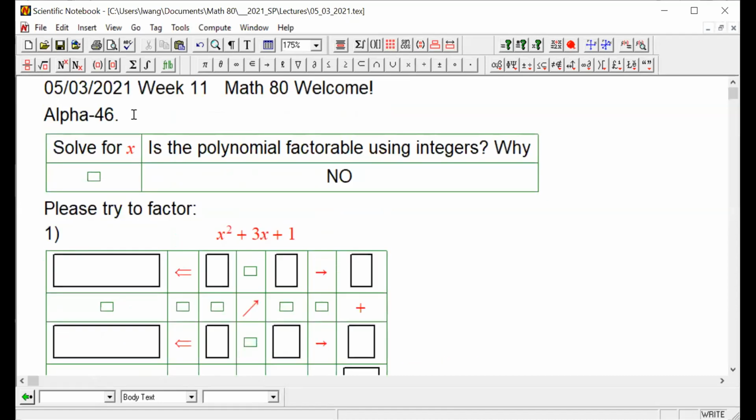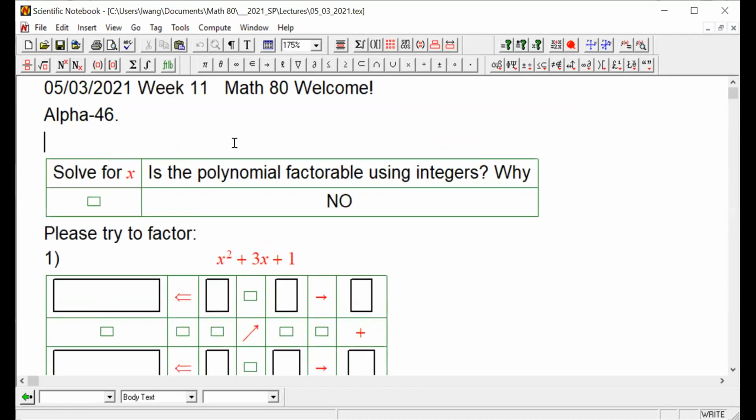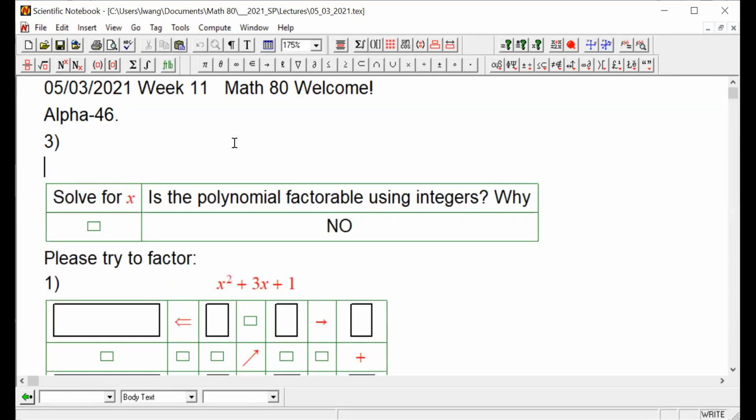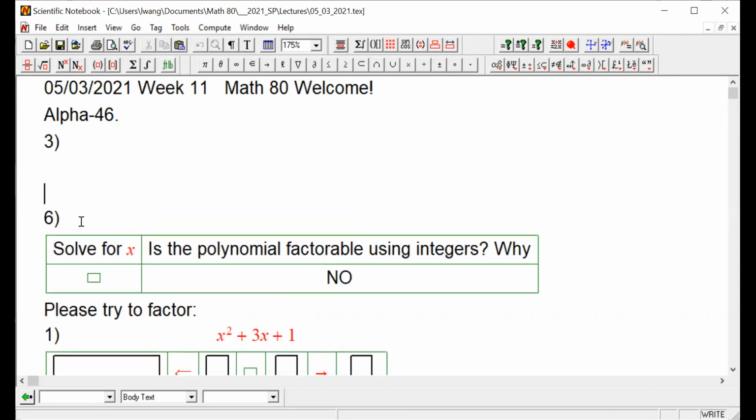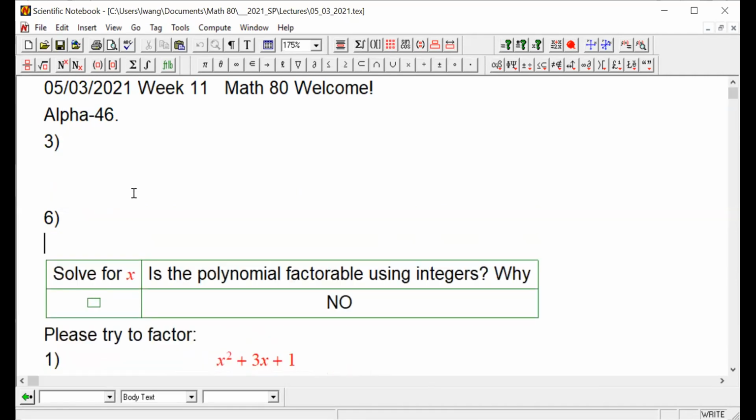So this is number 1, right? Let me choose number 3 and number 6 for you. You can try factoring. I certainly encourage you guys to try the factoring. I wish you guys to experience some frustration.